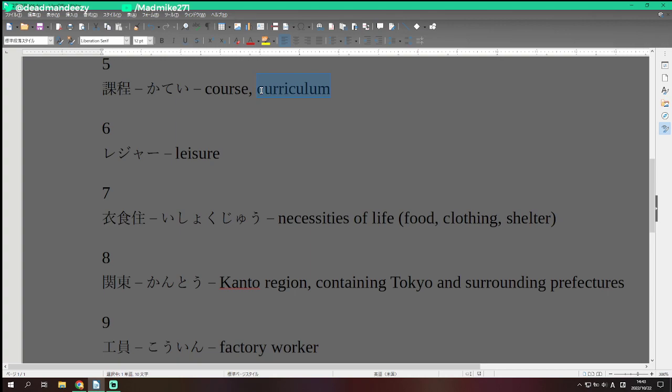Katei is the lesson limit or lesson delimitation. Your katei is the limit of your lessons. Katei is a course or a curriculum.